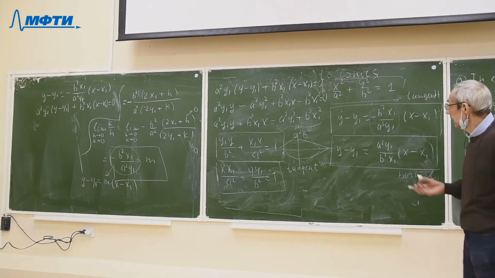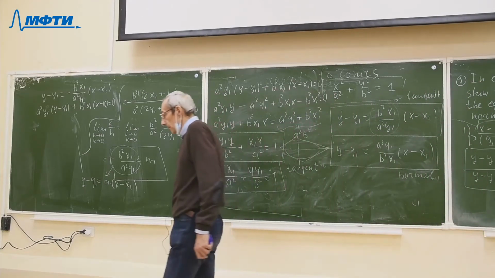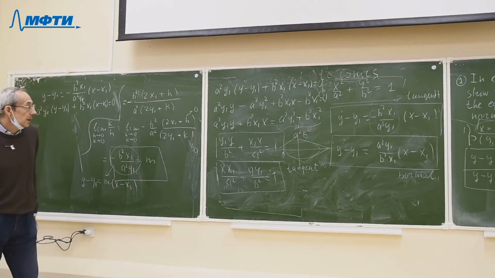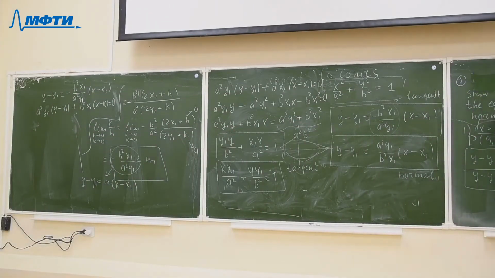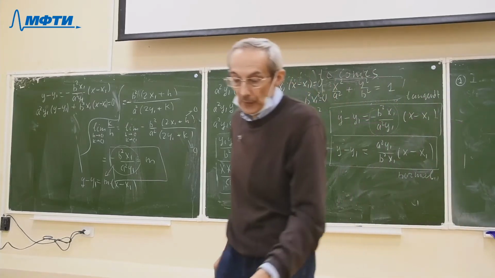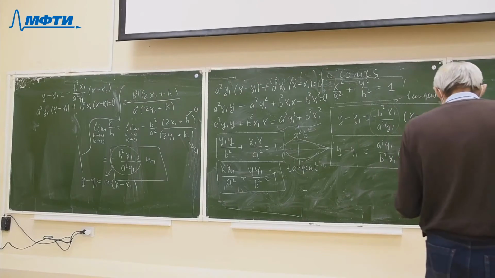Okay, we have the equation for the tangent and normal, and we can try to solve other problems. First of all, I suggest to solve a fairly simple problem which is connected with the tangent to the ellipse. Namely, I suggest we consider the following task.